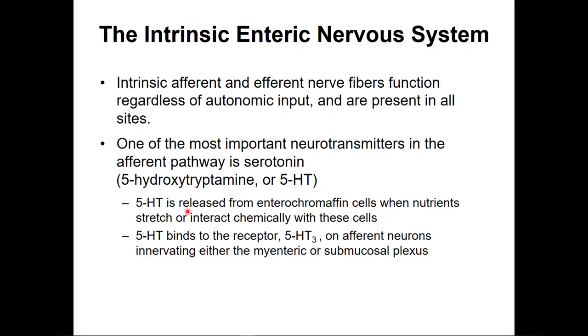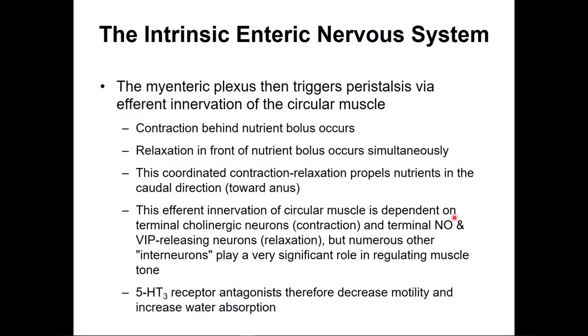If the nutrients react with them, or they physically or mechanically stretch the intestines, they will release serotonin. Serotonin will travel behind, not in the lumen, but behind the cell on the basolateral side. It will leave there and find a neuron with a 5-HT3 receptor, considered a sensory or afferent neuron, and that would innervate either the myenteric or submucosal plexus. And this is just a continuation. The myenteric plexus would then trigger peristalsis through efferent innervation of the circular muscle.